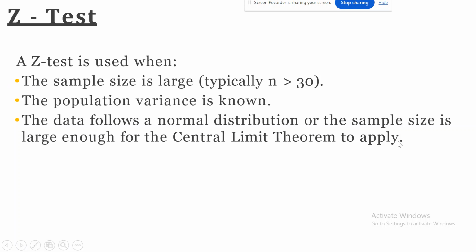And when the data follows a normal distribution, and the sample size is large enough for the central limit theorem to apply, that is also one of the main reasons. I will also make a video on the different types of distribution, where I will explain all these things. But typically, whenever we have a large sample size, we try to go for the z-test.